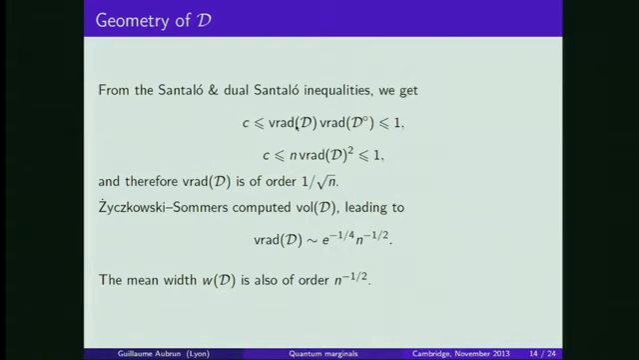So in this case, actually, it's a bit of an overkill, because it's possible to compute exactly the volume of D, because it's a simple enough set. It was computed by Zyczkowski and Sommers, so it, of course, agrees with this estimate. And one can show that the mean width is also of the same order, 1 over square root of n.